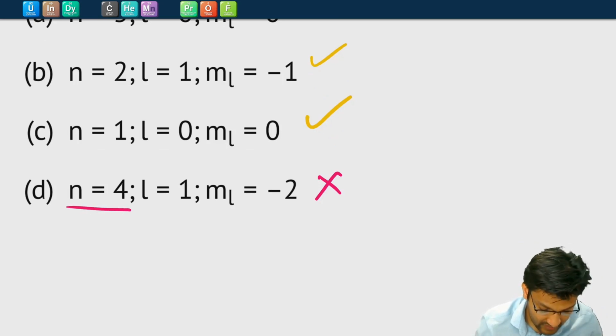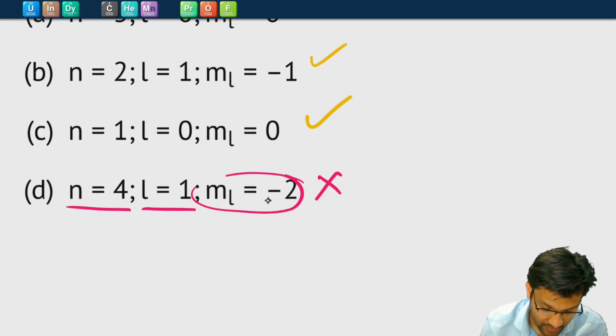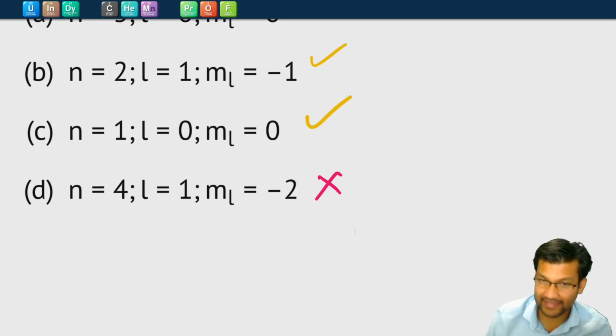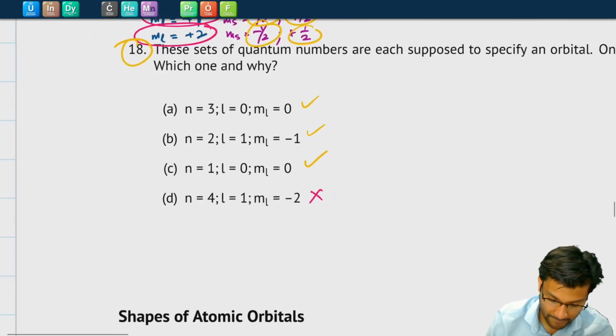So it probably means that this fourth one is incorrect, but let's see why. N is 4, L is 1, that seems okay. L is less than or equal to 3, so that's okay. ML is -2 though. Remember, ML could only be between -L and +L. -2 is not between -1 and +1, so this is why D cannot be a combination to describe an electron.